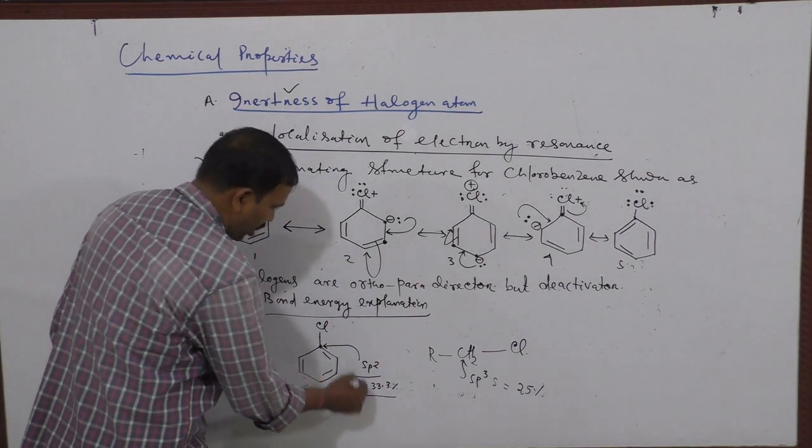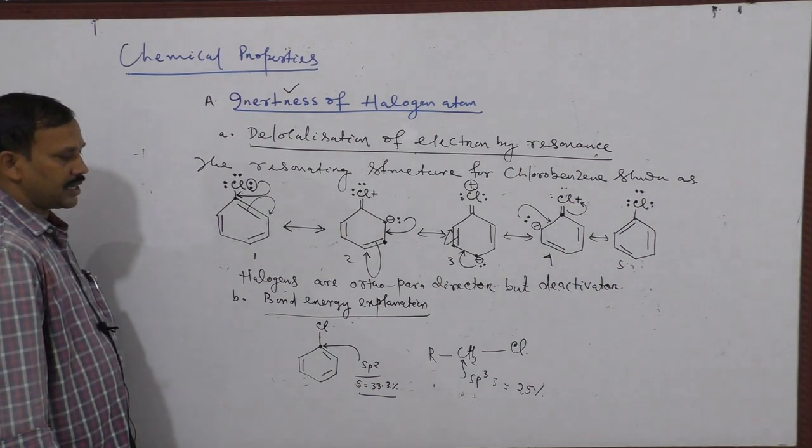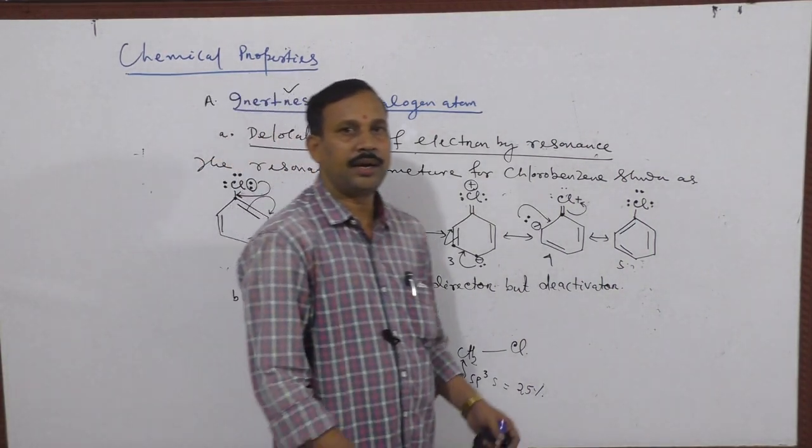You can know, greater is the percentage of s character, more is the electronegativity.